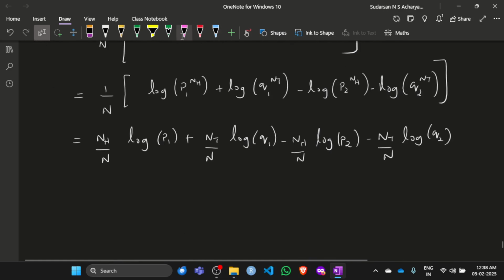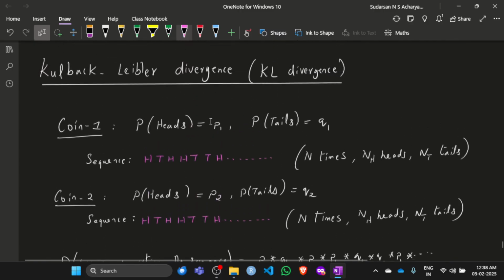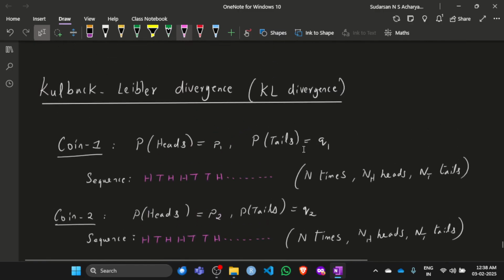But now there's something very interesting. What is this nh over n? It's the number of times heads showed up divided by the total number of times we tossed the coin. For large values of n, this is precisely the probability that the coin shows up heads, the original distribution that you know. The probability that the coin shows up heads is p1, the probability the coin shows up tails is q1.